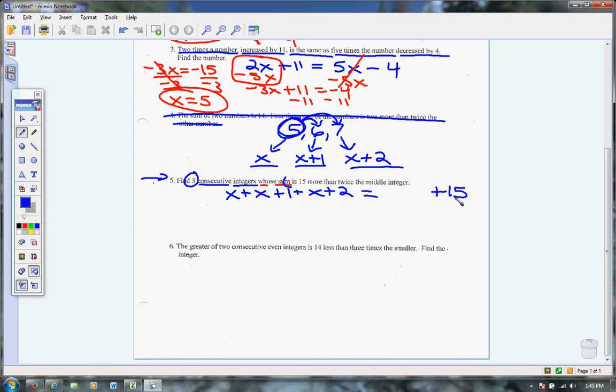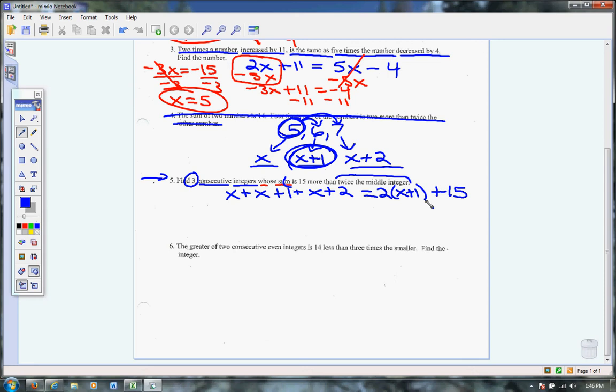15 more than. Now, how would I say twice the middle integer? Well, isn't this one the middle one, the x plus 1? You put a little 2. I'd put a 2, and then I'd put the x plus 1 in parentheses like that. That's how we would do twice the middle integer.